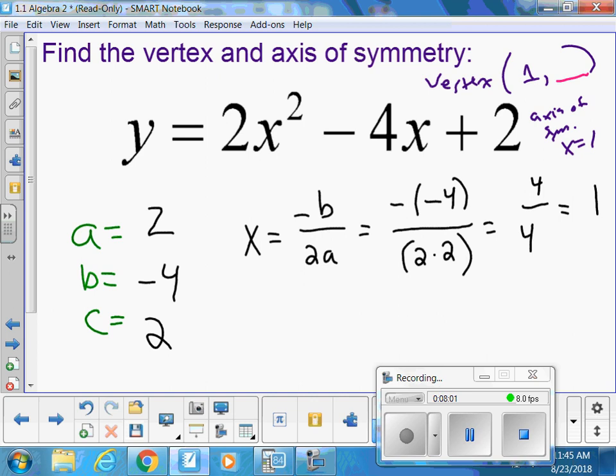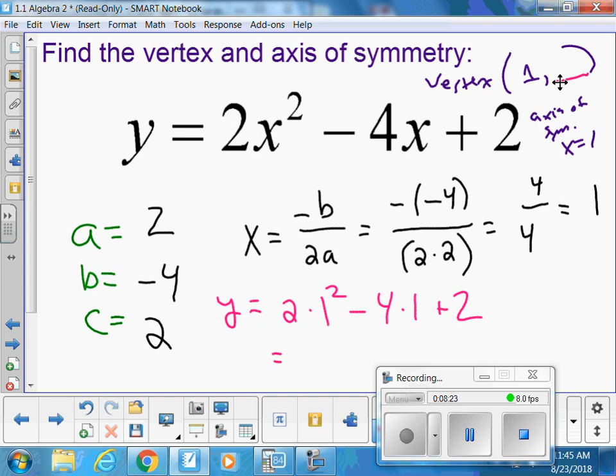To find the y value, it's very simple. It's called plug it in. Plug it in, plug it in. If you go back to the original formula that was provided to you, and you put that 1 in for x, both here and here. So we'll have 2 times 1 squared minus 4 times 1 plus 2. And you can use mental math on that.